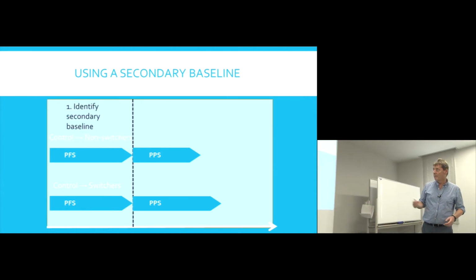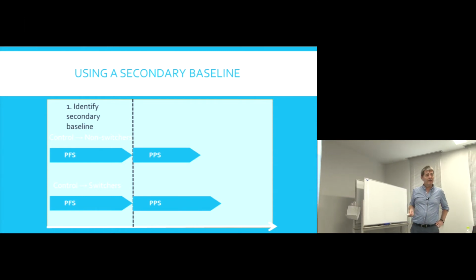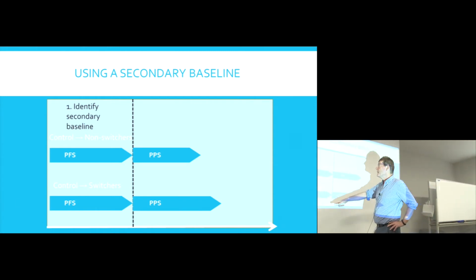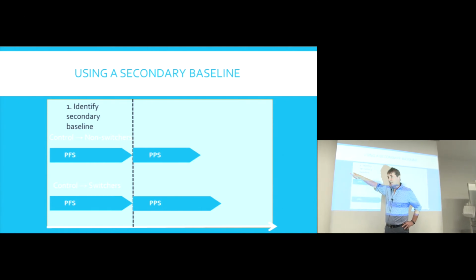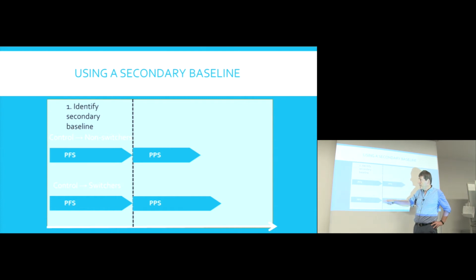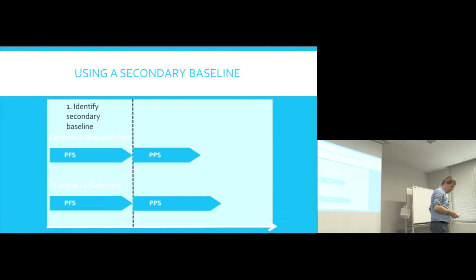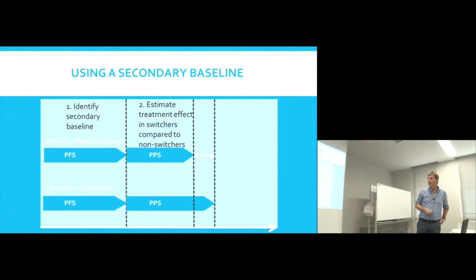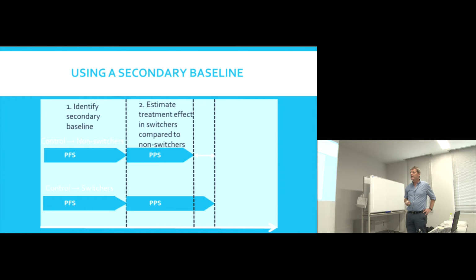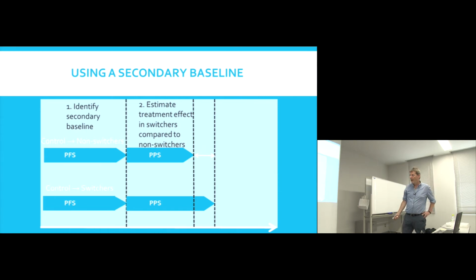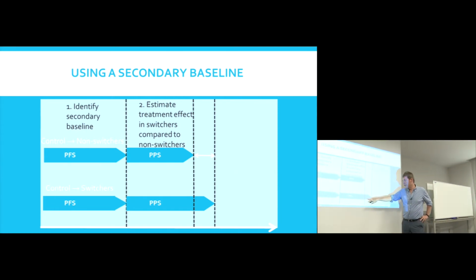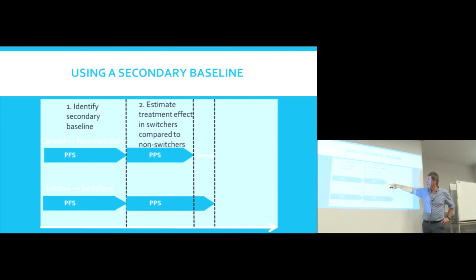So, under this approach, we identify a secondary baseline. The original baseline was at this point, entry to the trial. We're now identifying a secondary baseline, that's the point of progression. And so what we can do is estimate a treatment effect in switchers compared to non-switchers. Switchers are doing a bit better than the non-switchers.